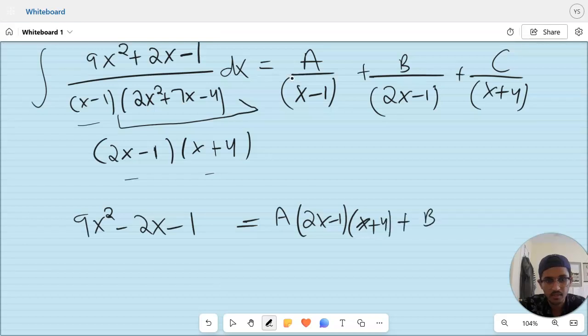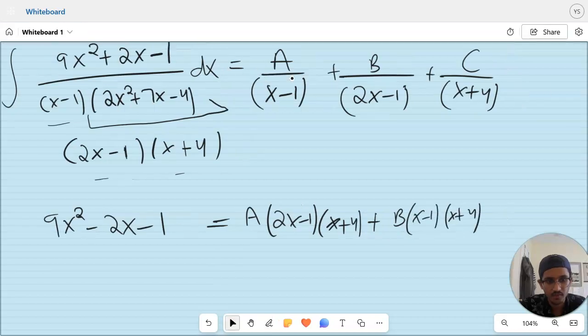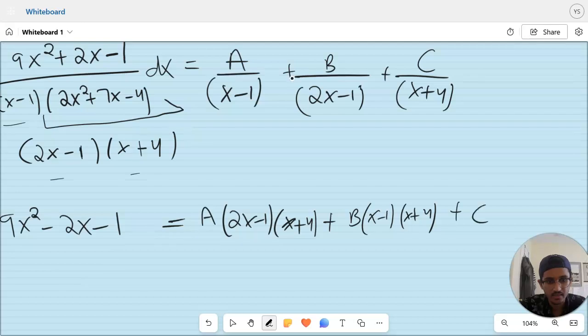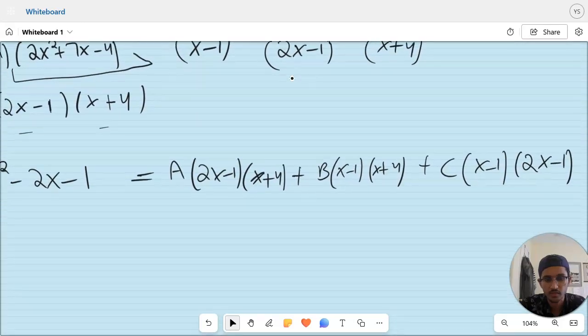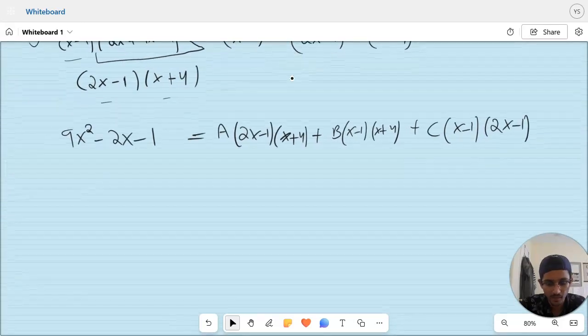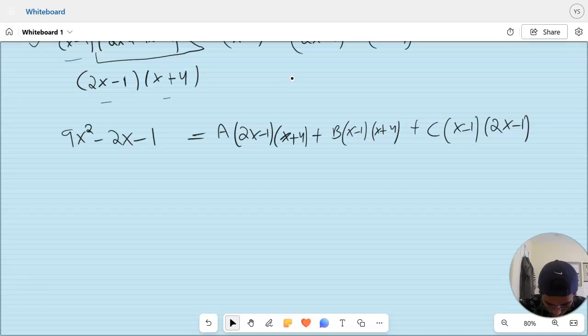plus B times the other two fractions, (x minus 1) and (x plus 4), and C times (x minus 1) times (x minus 1) times (2x minus 1). Those are the other two fractions when we multiply it out. Now let's see what we can set our x values equal to, so that we can find out our zeros.